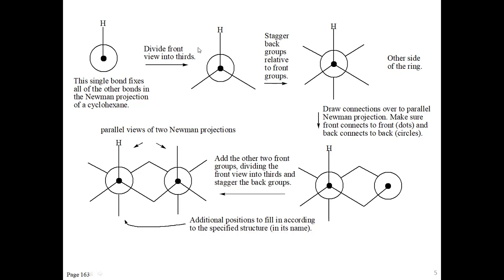Now since this is cyclohexane, we're going to split everything in the back because it's all staggered. That's why cyclohexane is so stable. So I just draw those in between. And now we have to put the other side of the ring over here, so let's go back.